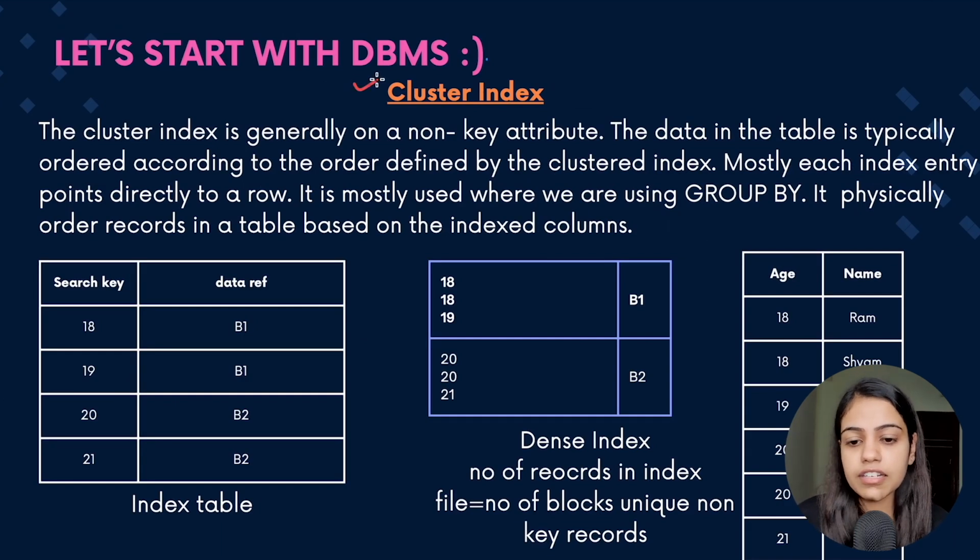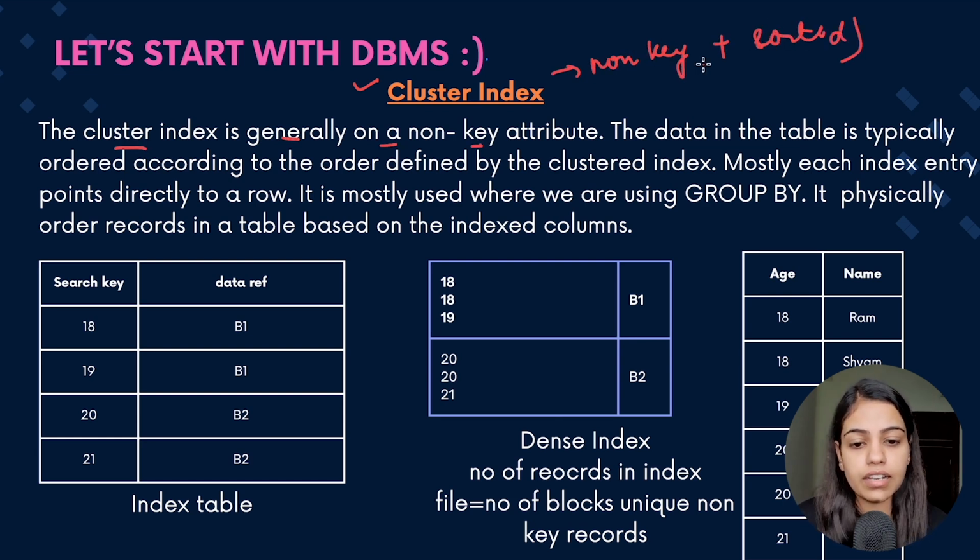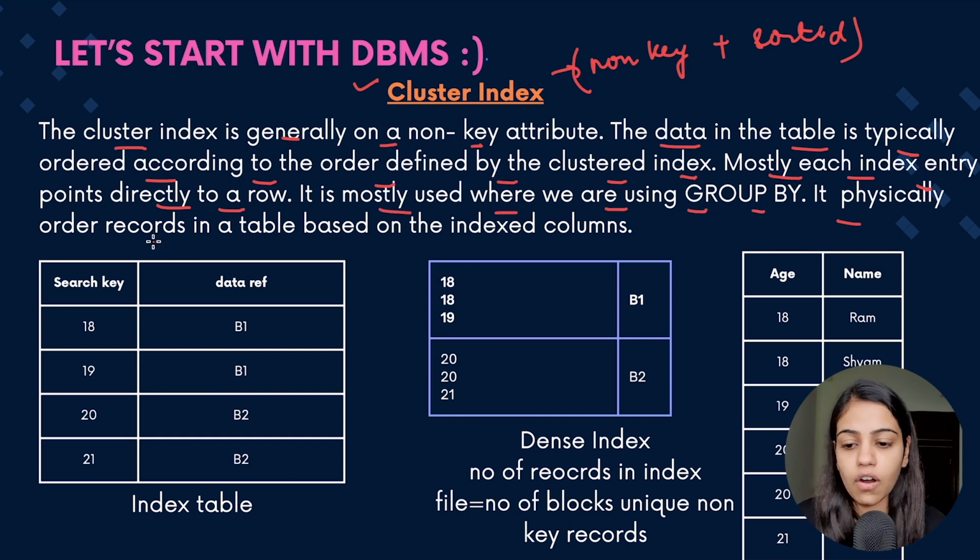Now the next one in clustered index is the clustering index. So a clustering index is generally done on a non-key attribute. So whenever there is a non-key attribute as well as the data is sorted, we use the clustered index. So the data in the table is typically ordered according to the order defined by the cluster index. Mostly each index entry points directly to a row. It is mostly used whenever we are grouping the data. It is physically ordering the records in a table based on the index column.